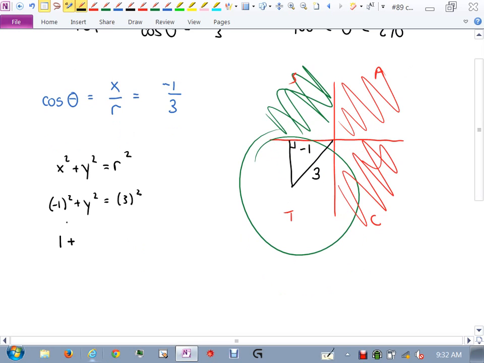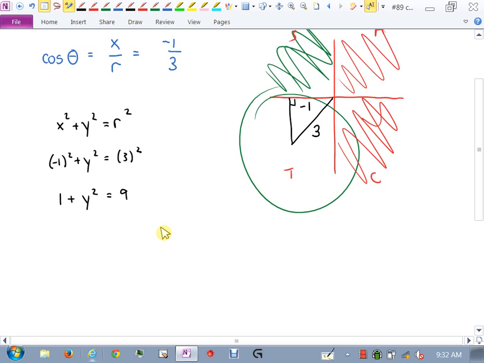So -1 squared is 1. 3 squared is 9. And to solve for y squared, we subtract 1 on both sides. So y squared is 8. And then take the square root: y equals the square root of 8.